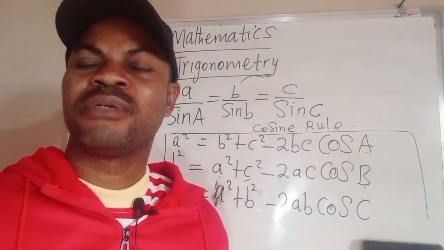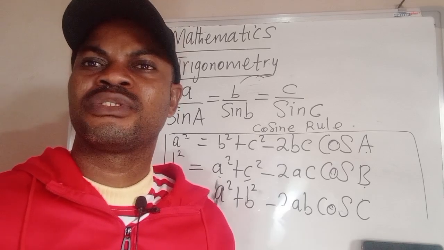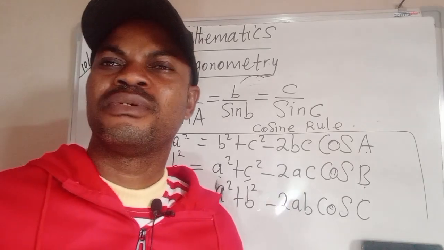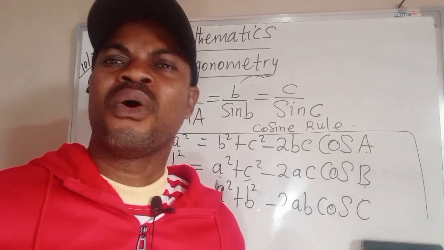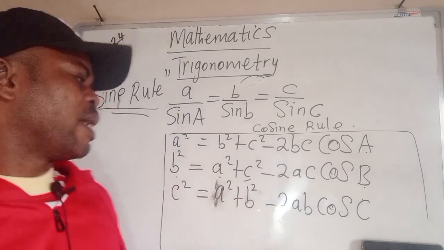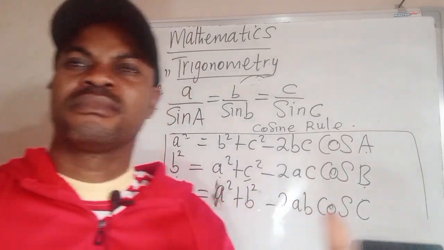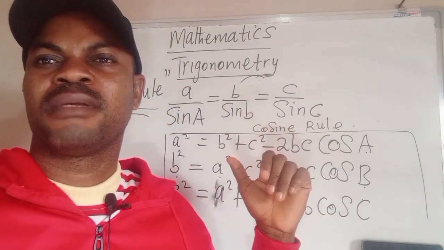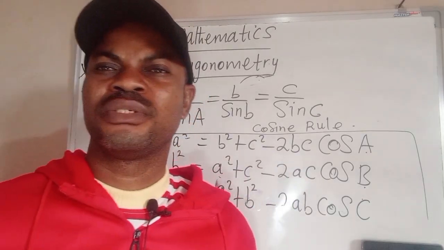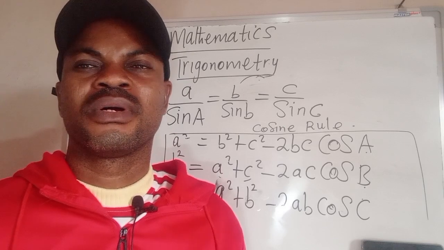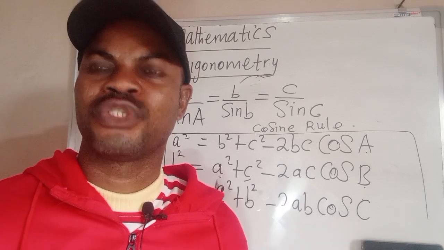Or if I'm starting with B, it becomes B squared equal to C squared plus A squared minus 2AC cos B, the angle B I started with. Or it goes to C squared equal to A squared plus B squared minus 2AB cos C, being the angle of the side C. That is that for the way to resolve acute and obtuse triangles.